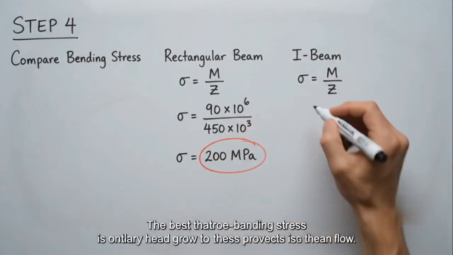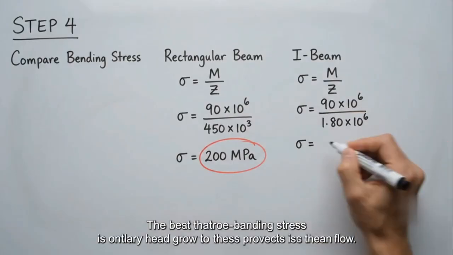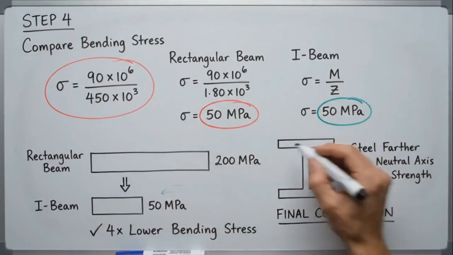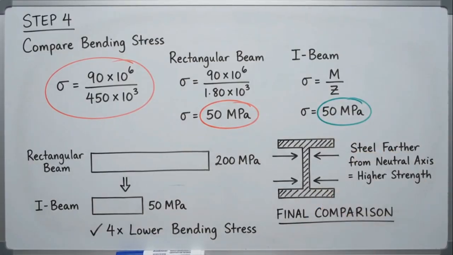The rectangular beam has a bending stress of 250 megapascals. The I-beam experiences a much lower bending stress, which means it resists bending much more efficiently.